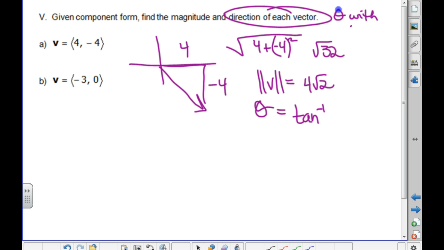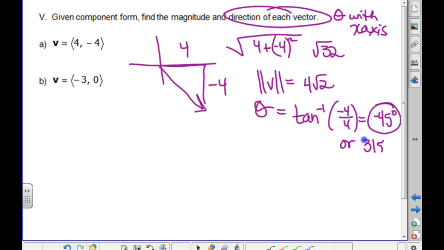Tan of 1. What is tan of 1? Negative 1. Inverse tangent of y over x gives us negative 45 degrees. Is that what you got? If you didn't, we need to know. Inverse tangent of -4 divided by 4. There you go. Okay? So that's negative 45. Is that the right answer? Yeah. That is a fine answer, because it's in the right quadrant. Or you could add 360 and say 315 degrees.